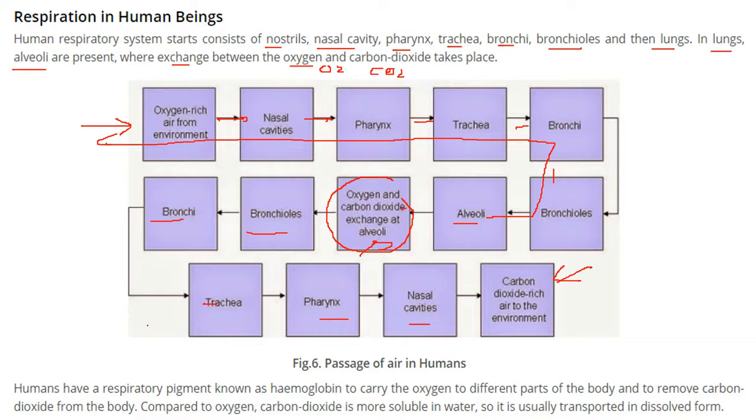We have a very important respiratory pigment in our blood. This is known as hemoglobin, and this is responsible for carrying the oxygen to various parts of the body and also to remove the carbon dioxide from the body. If you compare it with oxygen, carbon dioxide is more soluble in water, so it is usually transported in dissolved form.